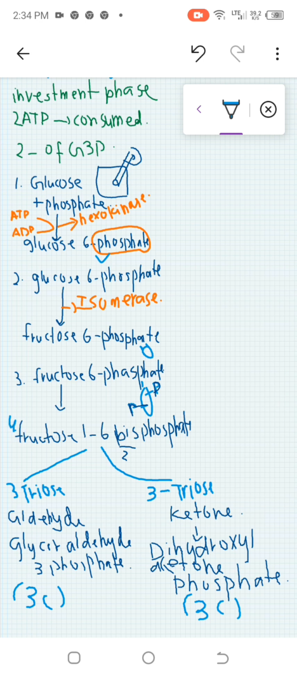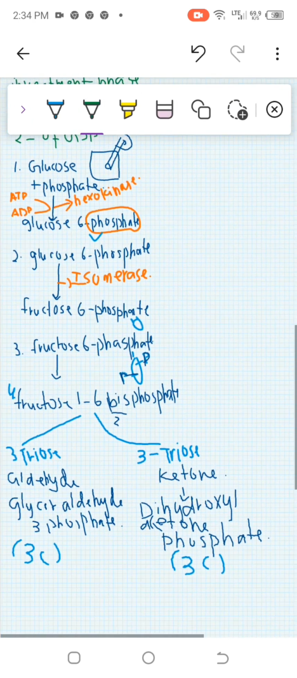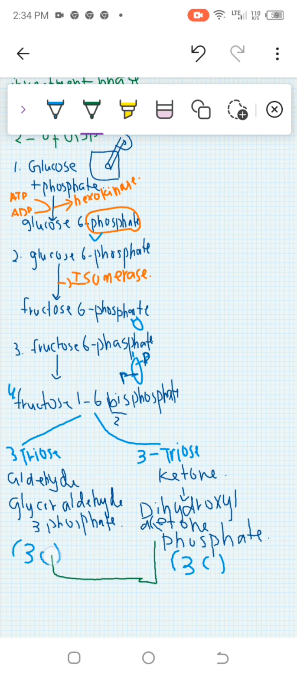After that, in the fifth step, we have the splitting. The fifth step is named addition. So this dihydroxyacetone phosphate will directly change into glyceraldehyde. So this is basically a reversible process, a reversible step which can change into each other. So dihydroxyacetone phosphate will directly convert into glyceraldehyde. So now further the process will happen.